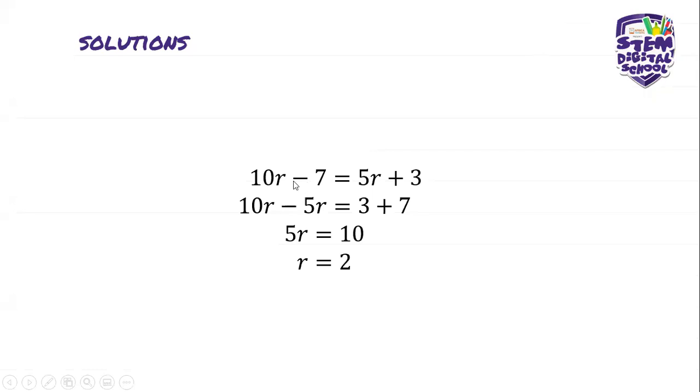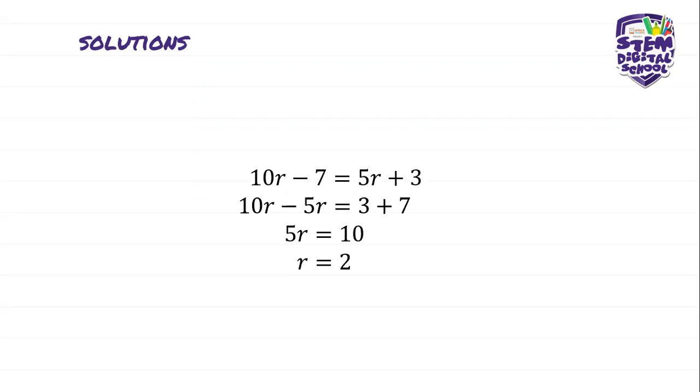If R is 2, this -7 remains as it is. If R is 100, the -7 stands. So it is a constant number. So hence we group the constant together as well as the variables together.